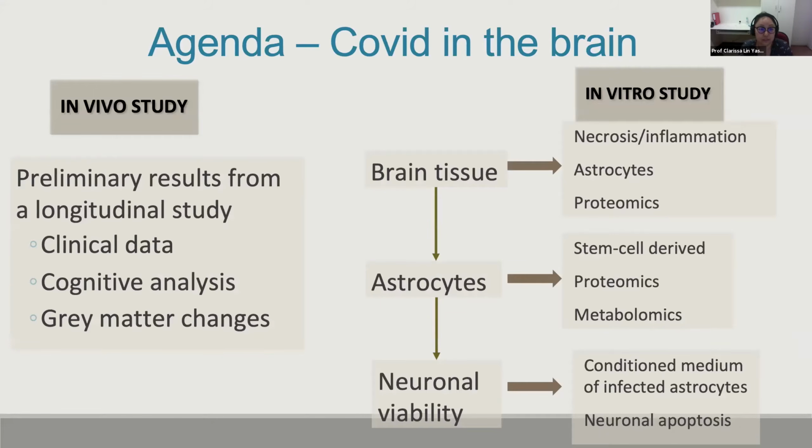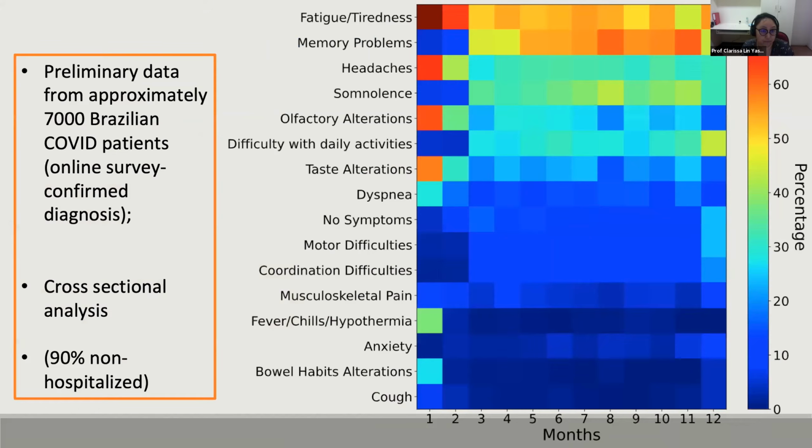I'll try to split my agenda now in two parts because we have some in vivo data and then some in vitro. I will start talking about my part, that is the in vivo study. We have some clinical data, some cognitive analysis, and some MRI analysis as well. This is not in the preprint, but I thought this would be nice to bring because we start everything with an online survey. And right now we have over 7,000 entries in this survey.